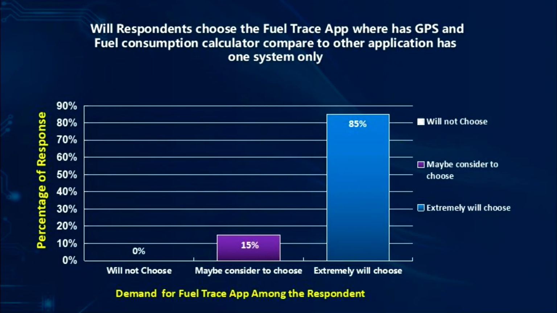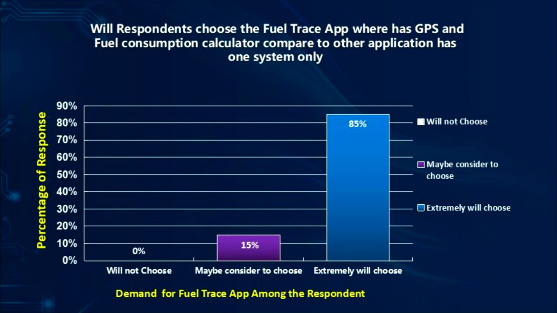Now you're seeing the sixth data, which is a bar chart. It stated whether the respondents will choose the Fuel Trace app that has GPS and a fuel consumption calculator compared to other applications that have only one, either GPS or a fuel consumption calculator.